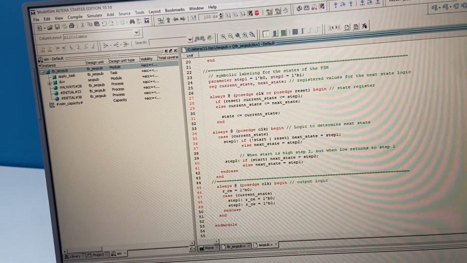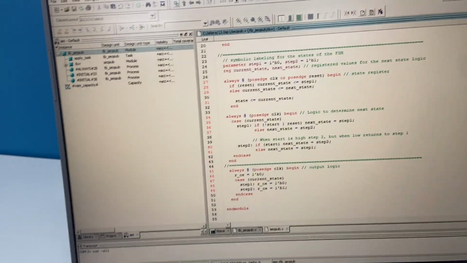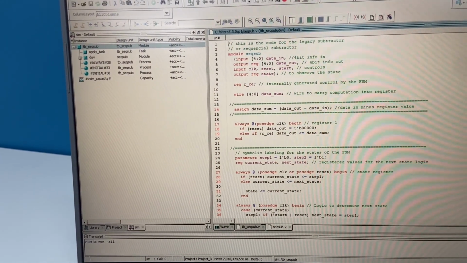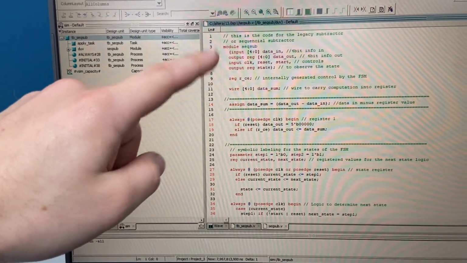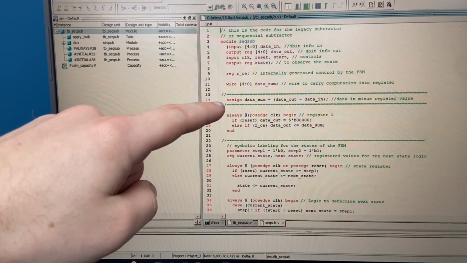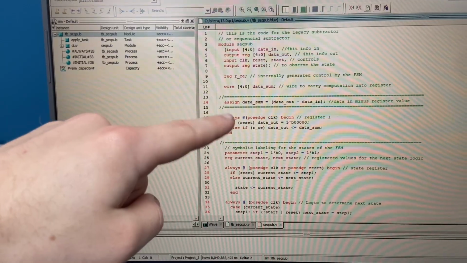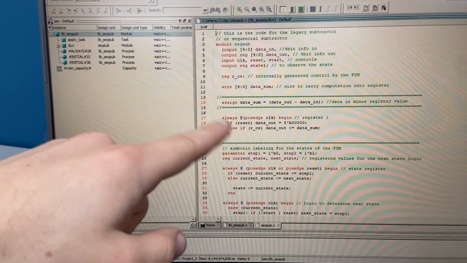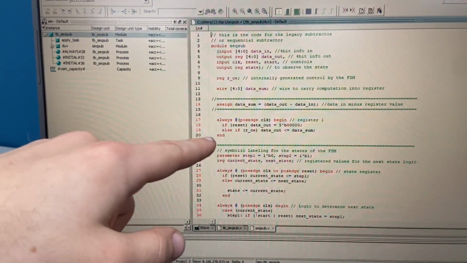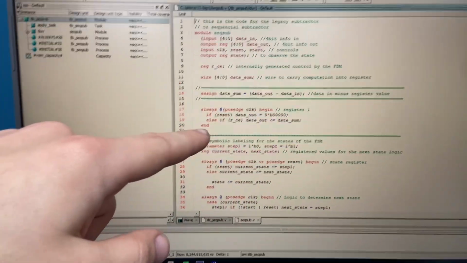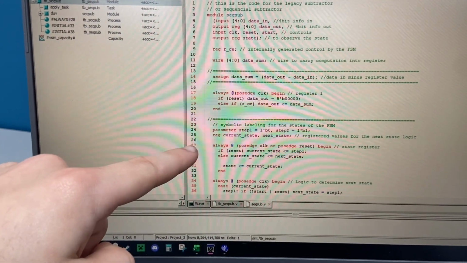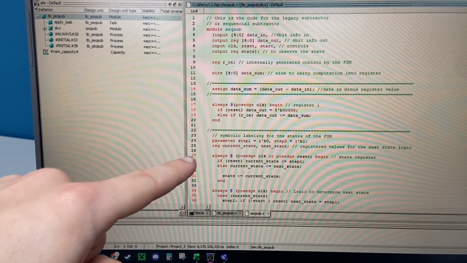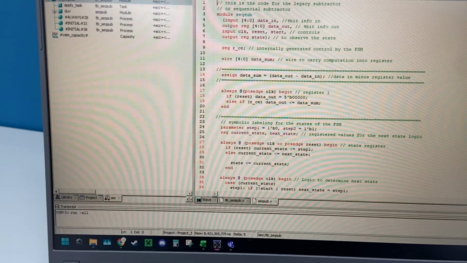It's not really doing a whole lot. But what we have is our RC, which is our internal control, and our data sum. We have data sum is equal to data out minus data in, where the data out is the register value. And moving on, we have the step 1, step 2 parameters and internal signals for the states.